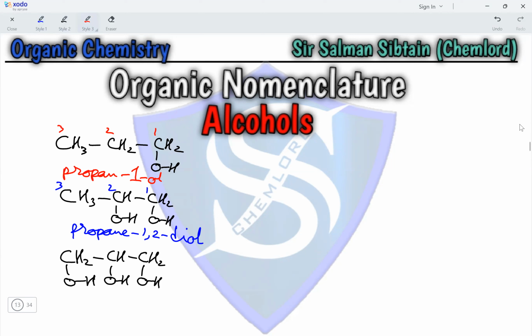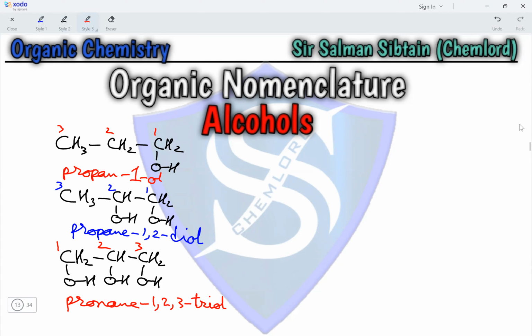We start from left to right or right to left. So 1, 2, and 3. The name of the parent compound would be propane, written completely with the positions defined as 1, 2, and 3. And the name of the functional group, because there are three of them, would be called triol.